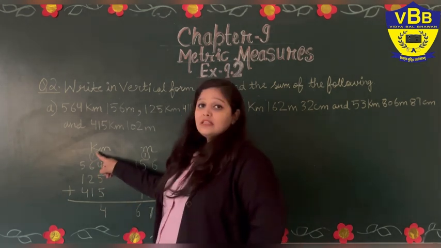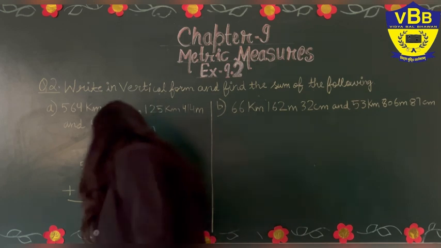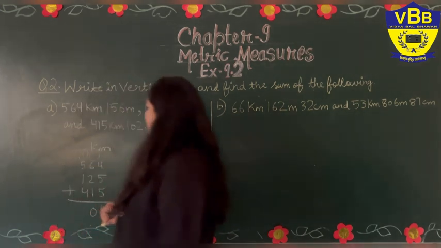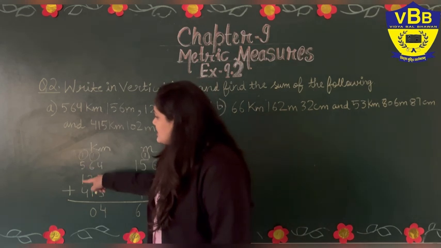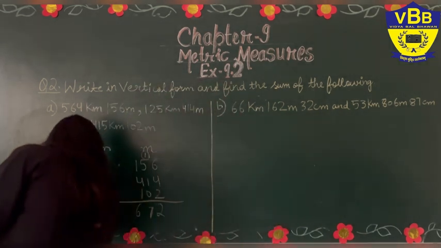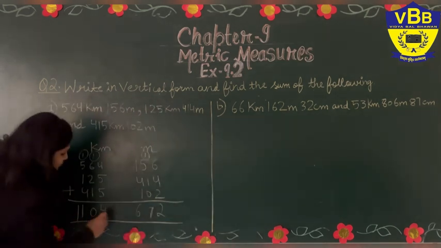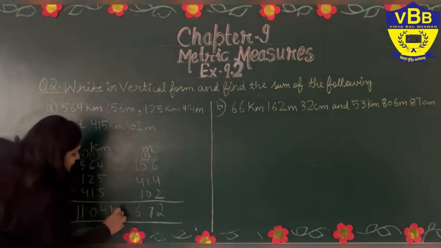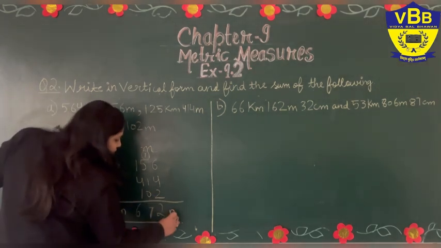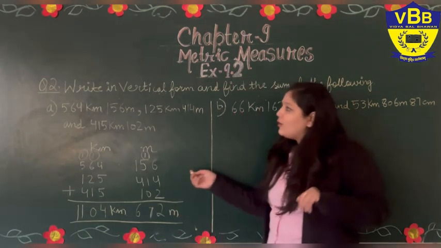6 plus 1, 7. 7 plus 2, 9. 9 plus 1, 10. So we will write 0 here and 1 will be carried forward. 5 plus 1, 6. 6 plus 1, 7. 7 plus 4, 11. So the answer is 1104 kilometer 672 meter. So this is the answer. Right? I hope you have understood.